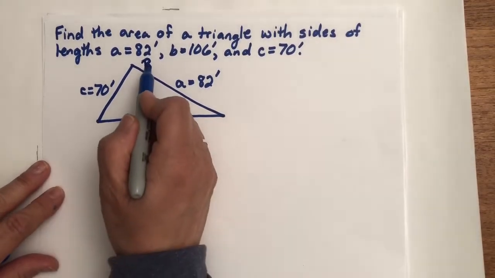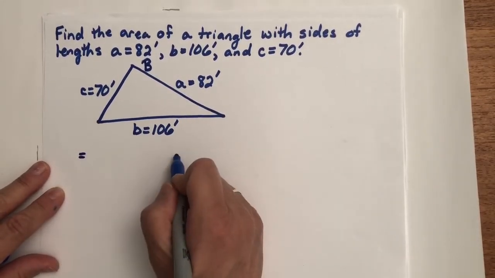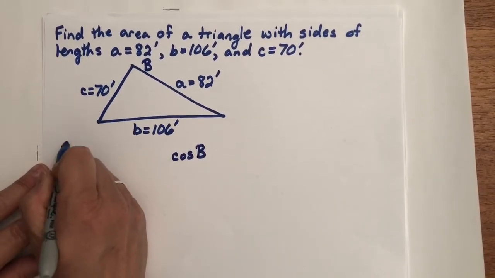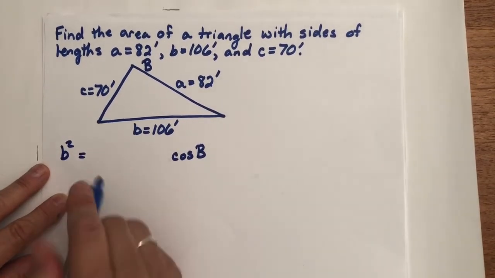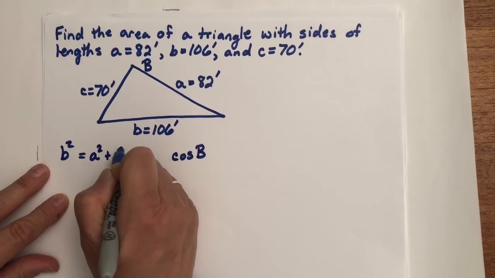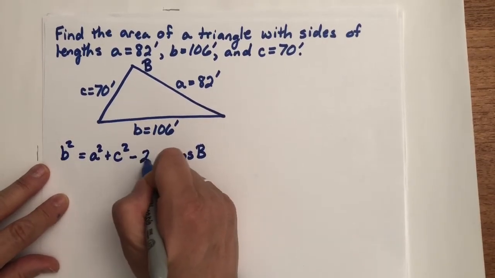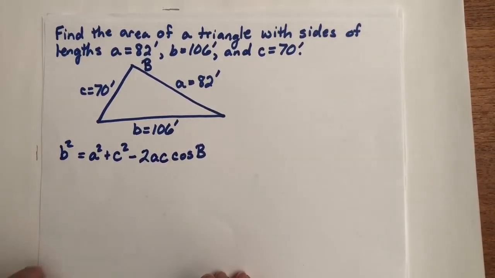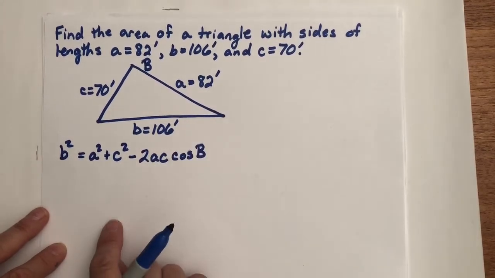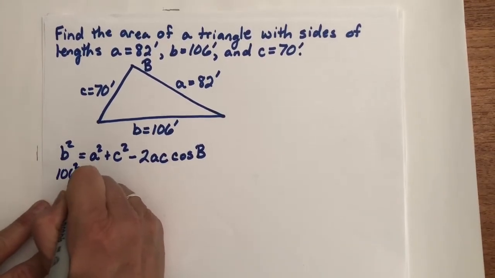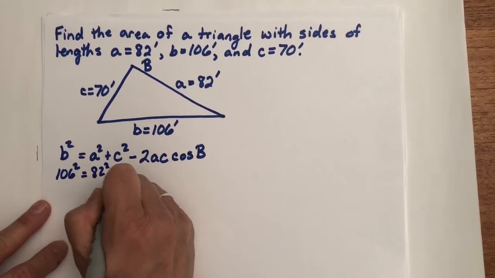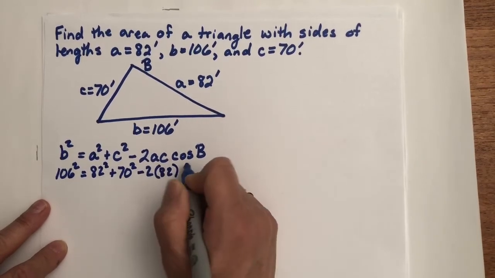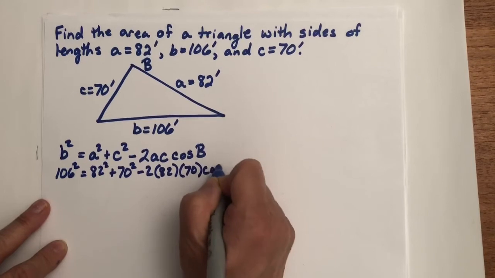If I'm using the law of cosines and I'm trying to find angle B, I know I'm going to need a cosine of B over here. And I'm going to put my b squared here. And then I know I have the sum of the squares of the other two sides, minus 2 times the product of those two sides times the cosine of B. And now let's substitute in those values. So we have 106 squared equals 82 squared plus 70 squared minus 2 times 82 times 70 times the cosine of B.